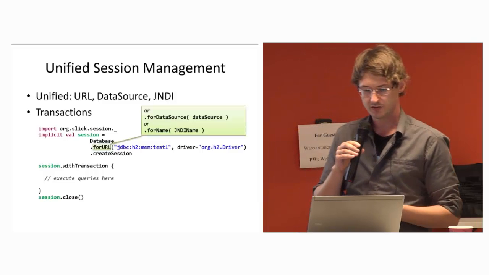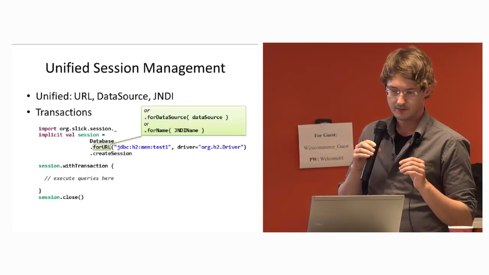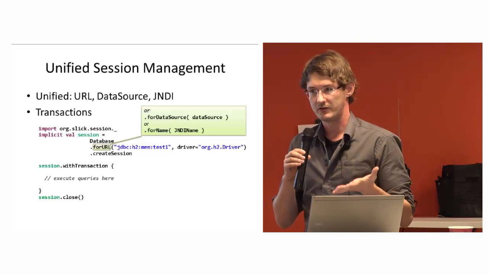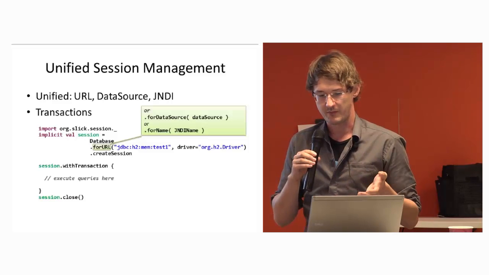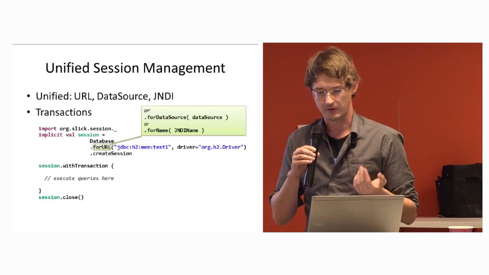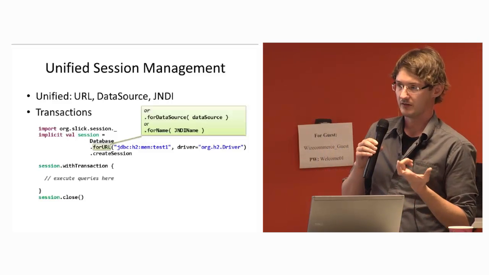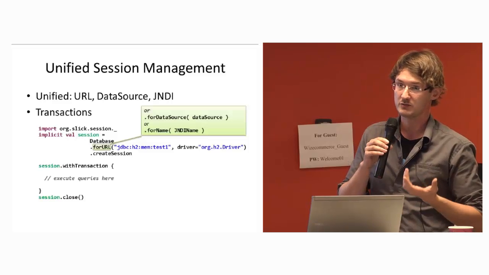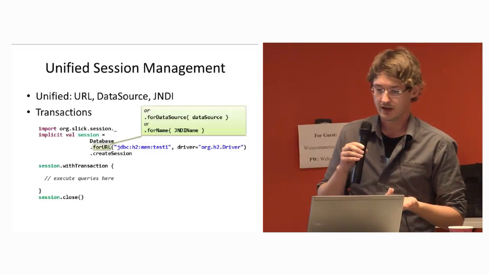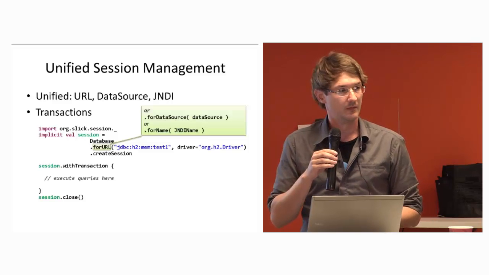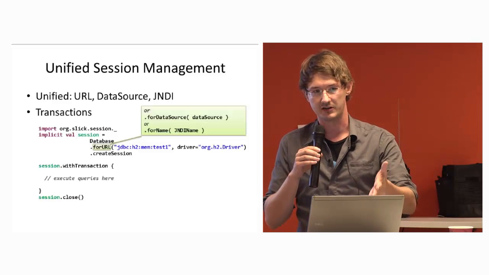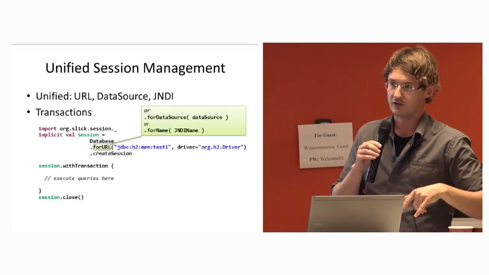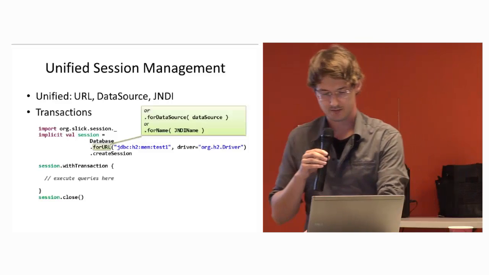That's how session management works in Slick. You do an import, and then you have this database object, which has several factory methods for creating a session. Either you can provide a connection string, or you can provide a data source object, for example, one that you got from a connection pool, or you can provide a JNDI name. And apart from that, it works always the same. You can use this session to create a transaction. There's also a different method, which is automatically a scope that also closes your session automatically.